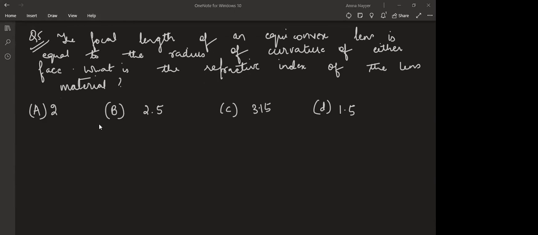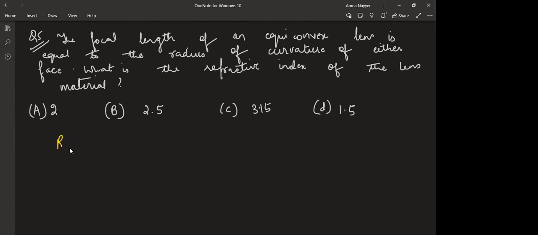See class, how we'll solve this question. Any answers till now or not? I haven't received a single answer. The focal length of an equiconvex lens is equal to the radius of curvature of either face, which means both the radii of curvature are equal.